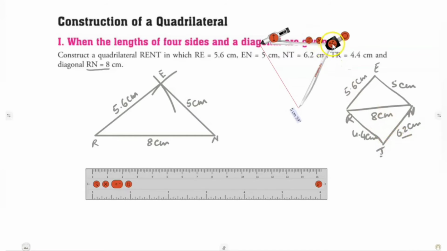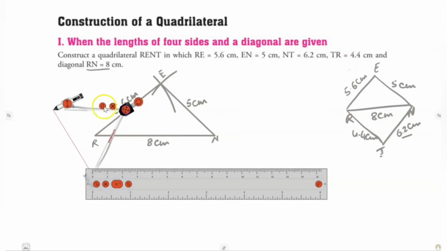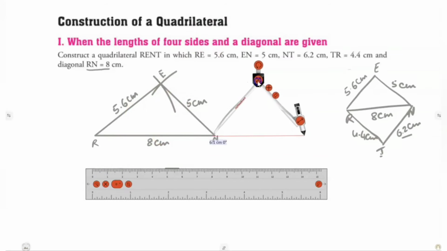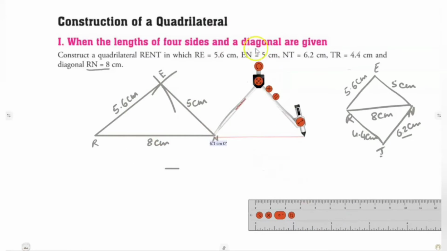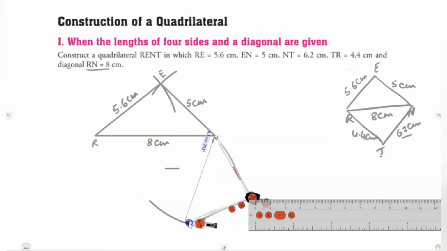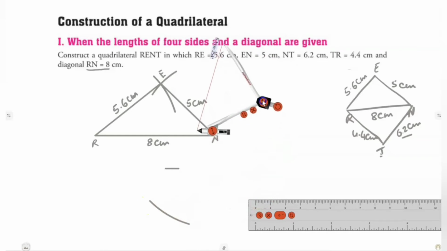Now again take the compass, as we are going to construct NT. So open the radius up to 6.2 centimeter. And with N as center, after taking 6.2 centimeter, draw an arc down below the line RN. Draw an arc like this.